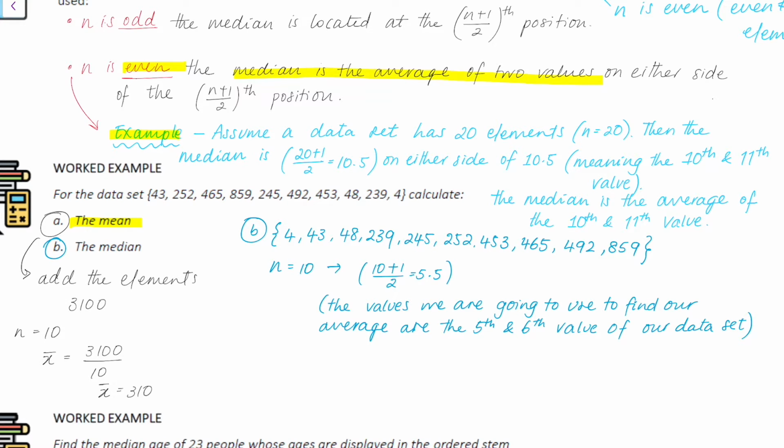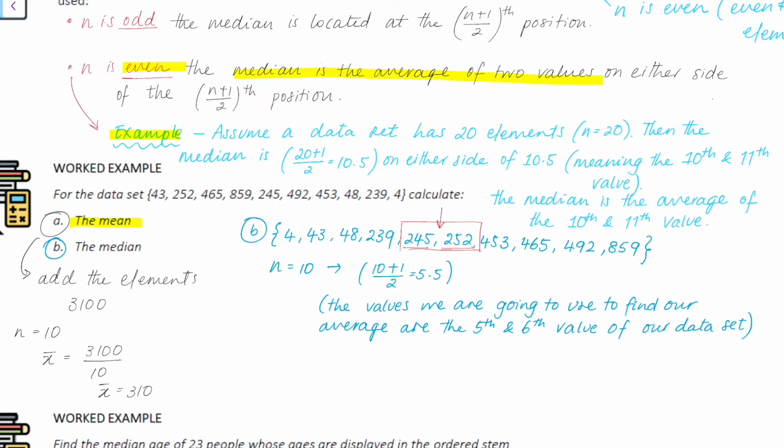So I've written here that the values we are going to use to find our average are the 5th and 6th value of our data set. Now that we've got our data set in increasing order, it makes it so much easier. So counting to my 5th and 6th value, 1, 2, 3, 4, 5. So this is my 5th value at 245, which means my 6th value is 252.